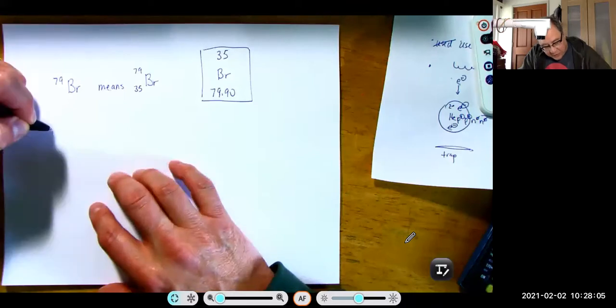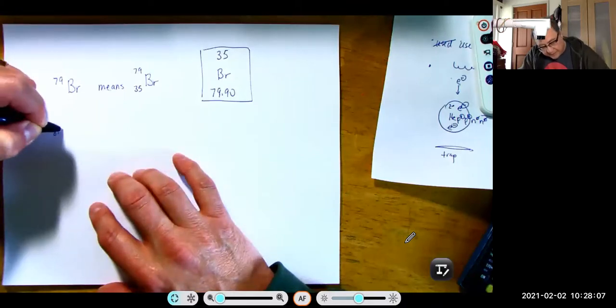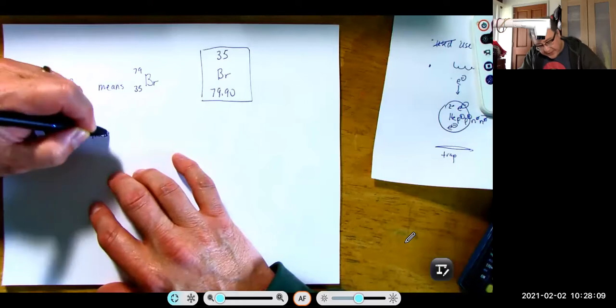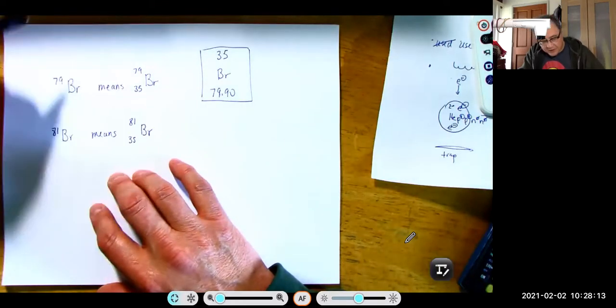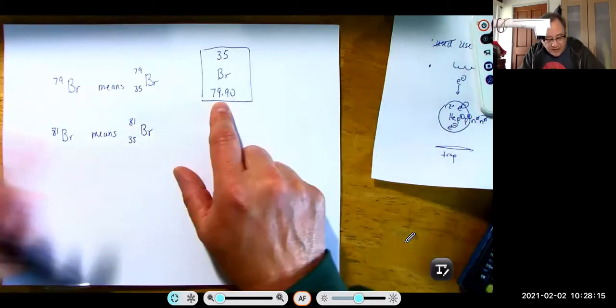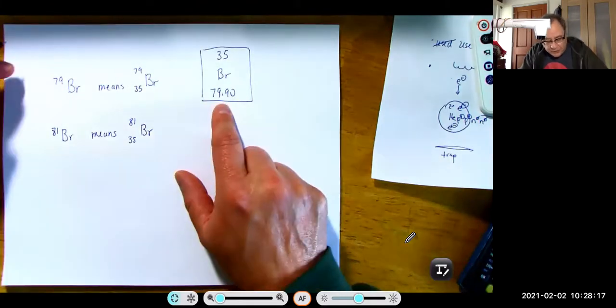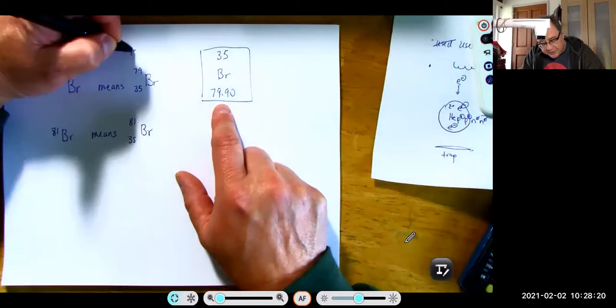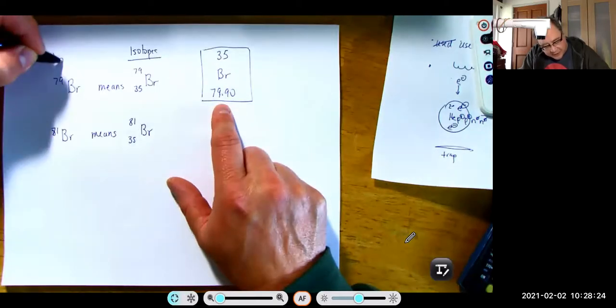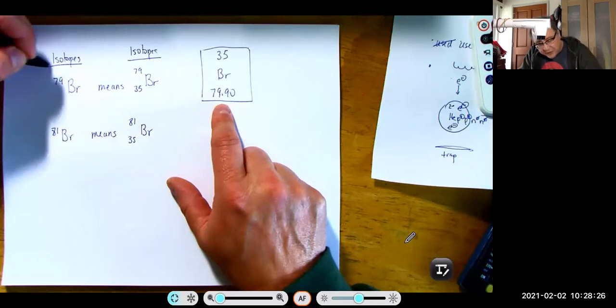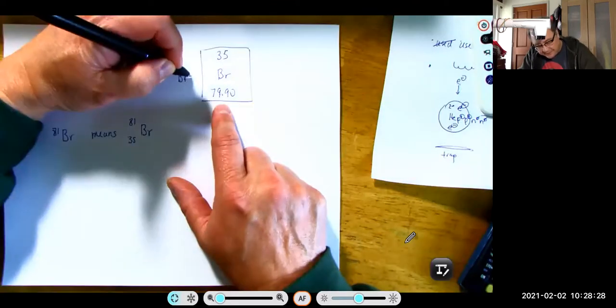There's an 81 Br, and that means 81 35 Br. And there's no 81 on the Br symbol either. So these are isotopes of bromine. And these are different ways of writing the isotopes. Another way is writing the isotope this way.